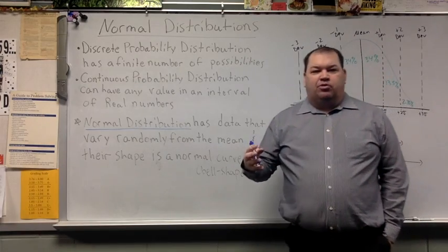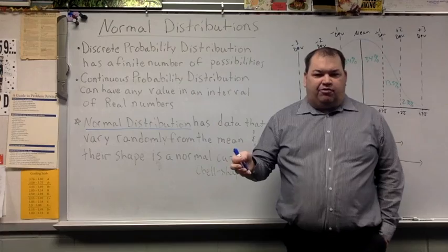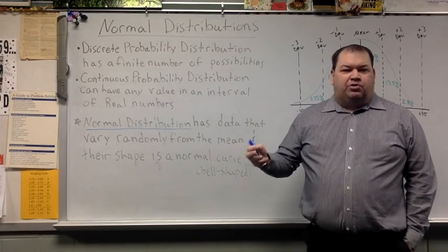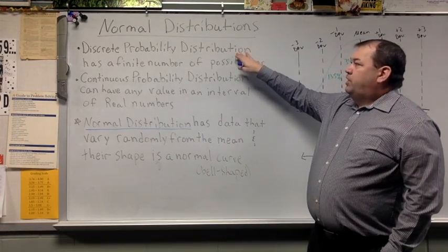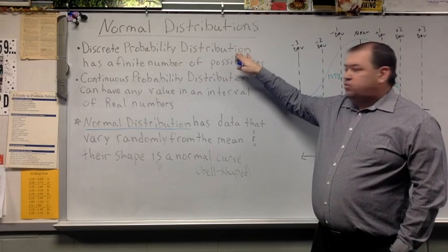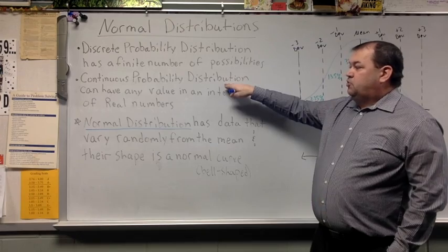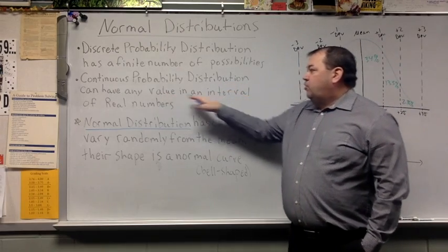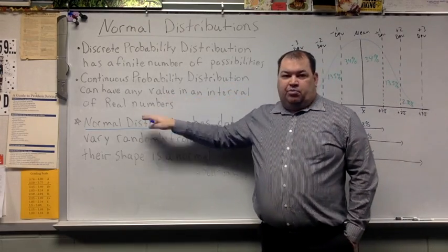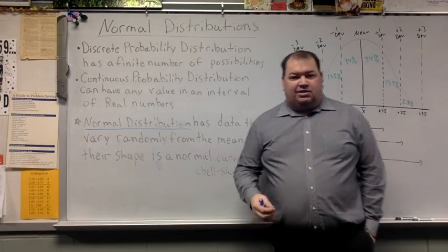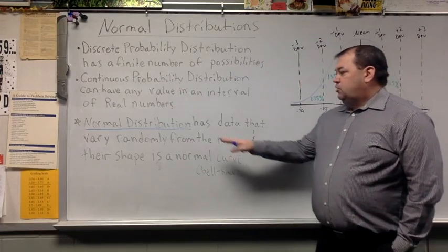Think about people. Think about pets. We don't have 1.5. We don't have 1 3/4 pets. We have a discrete probability distribution. We've also talked about continuous probability distributions that can have any value in our interval of real numbers. But what we're going to discuss today is a normal distribution.